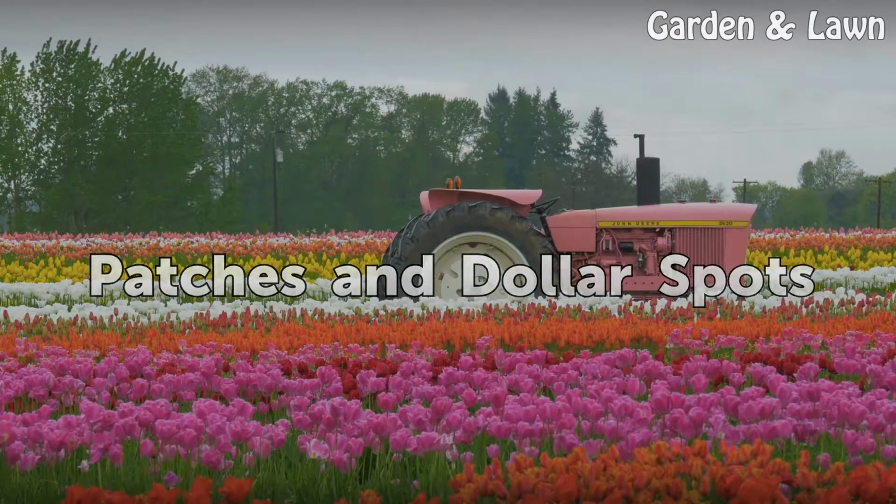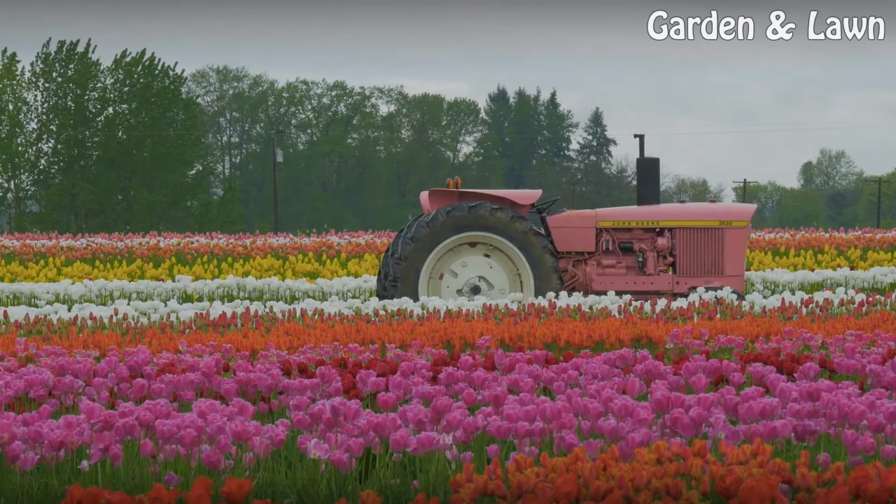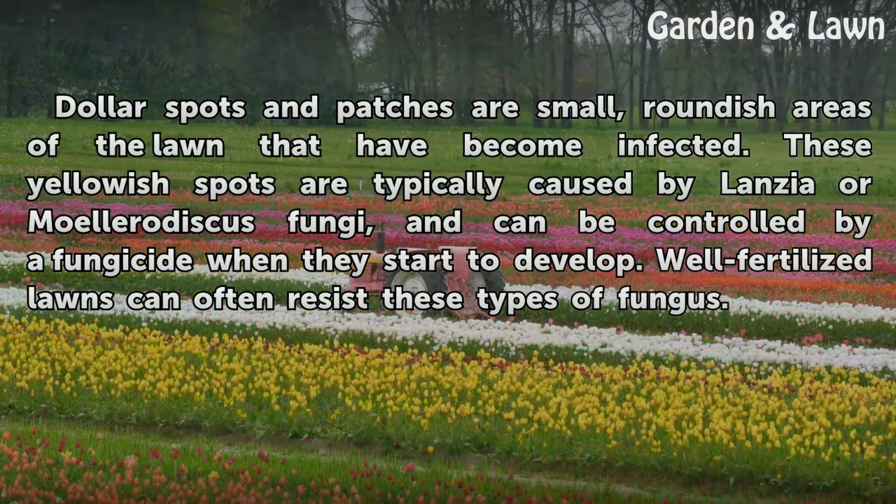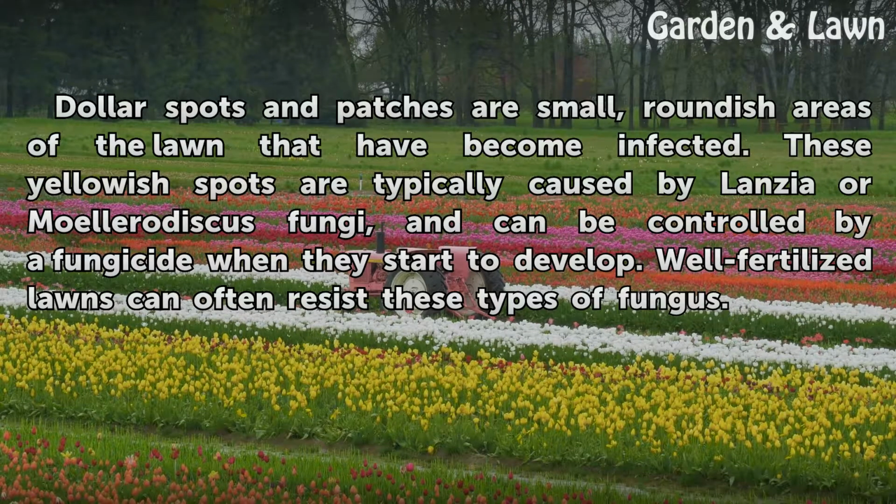Patches and dollar spots. Dollar spots and patches are small, roundish areas of the lawn that have become infected. These yellowish spots are typically caused by Lanzia or Moellerodiscus fungi, and can be controlled by a fungicide when they start to develop. Well-fertilized lawns can often resist those types of fungus.